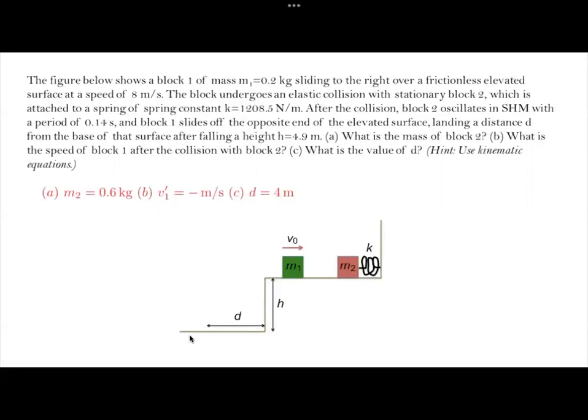Meanwhile, M1, which is now sliding back in the opposite direction, will then encounter a little cliff here. It's going to come off a table, where that table has a height of, according to the problem, 4.9 meters. And it wants to know how far it will then land under projectile motion, the distance d, away from the edge of the table.